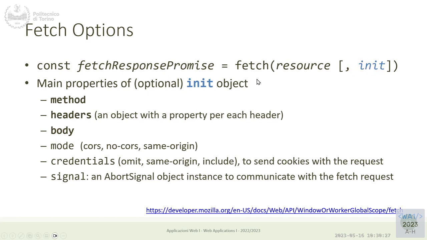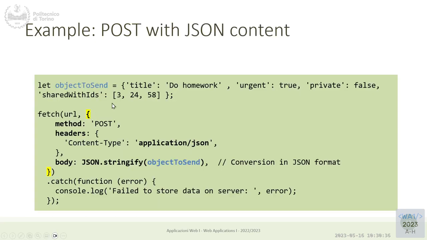So the second parameter is an object with these properties, or maybe more, but these are the three key ones. So, for example, I want to do a POST to a given URL. So I call fetch with the URL as the first parameter and an object as the second parameter. And in this object, I will specify the method as a string, POST. The headers as an object containing many properties for all the headers I want to add. In this case, I only want to add one header, so I have one object with one property.